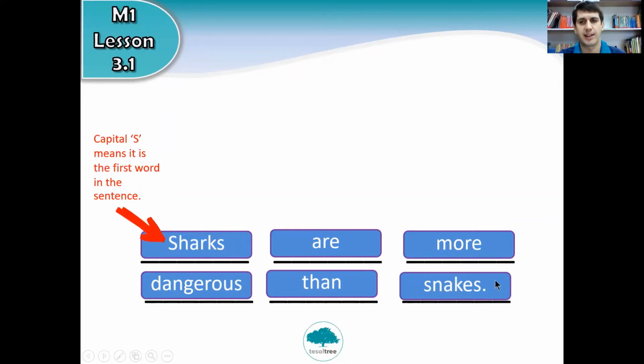Why do we know that snakes is the last one? That's right, full stop. Can you see the full stop? That means it is the last word in the sentence because we always end the sentence with a full stop. Okay, so there we have it. Sharks are more dangerous than snakes. That is our first sentence.